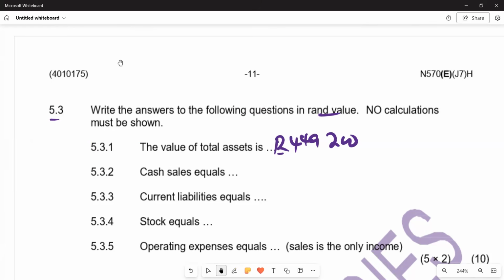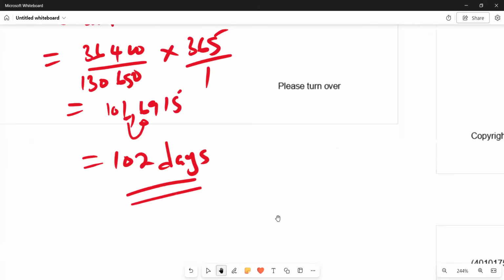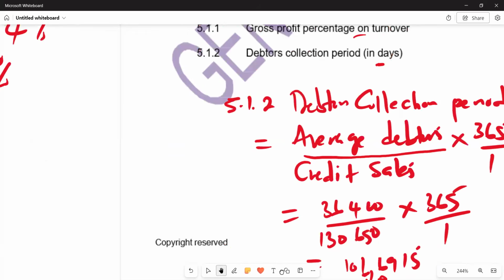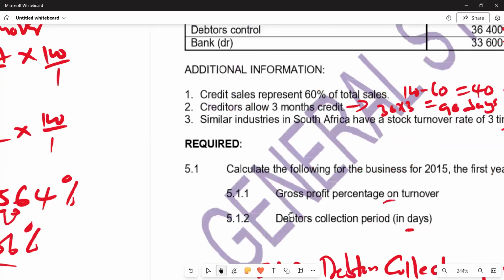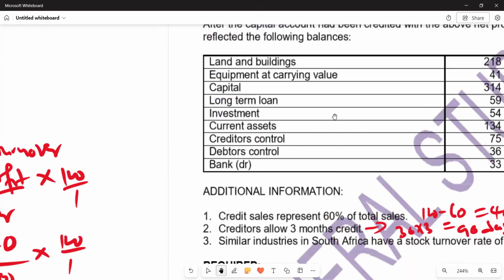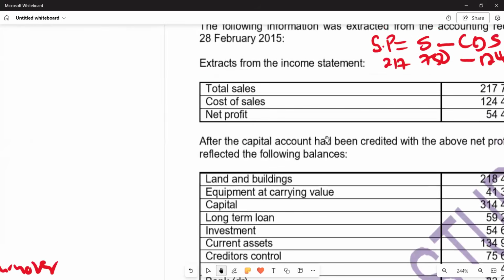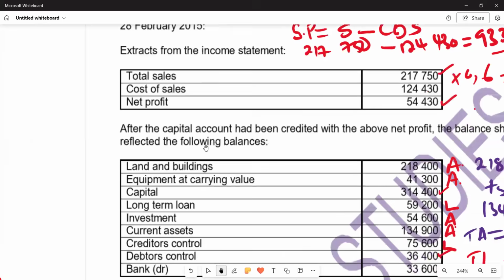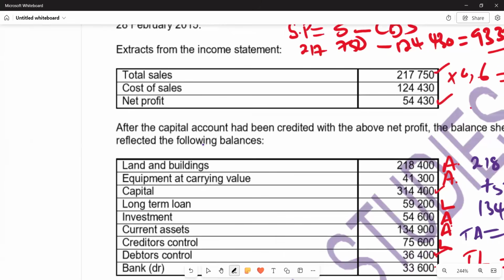We also have a hint in terms of calculating this cash sales in the additional information. We can just try to see. They are saying credit sales are 60%, so which means cash sales we calculated and said is 40% here. So we are going to use our 40% to calculate the figure for cash sales. So we come here, 40%. So we are now saying the total sales that we have, we have 217,750 as the total sales.